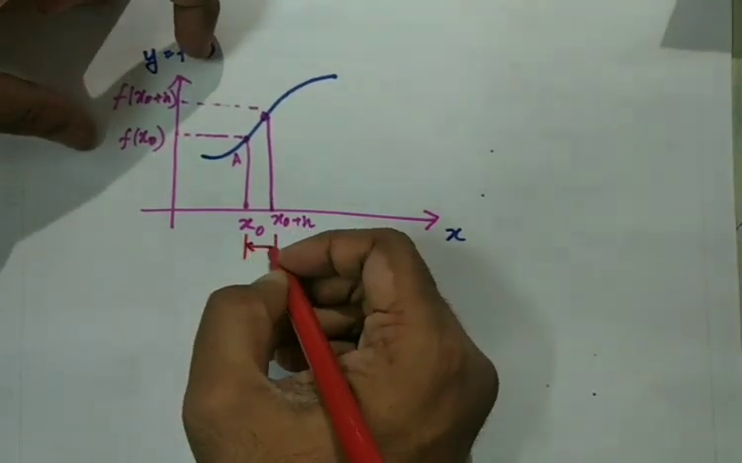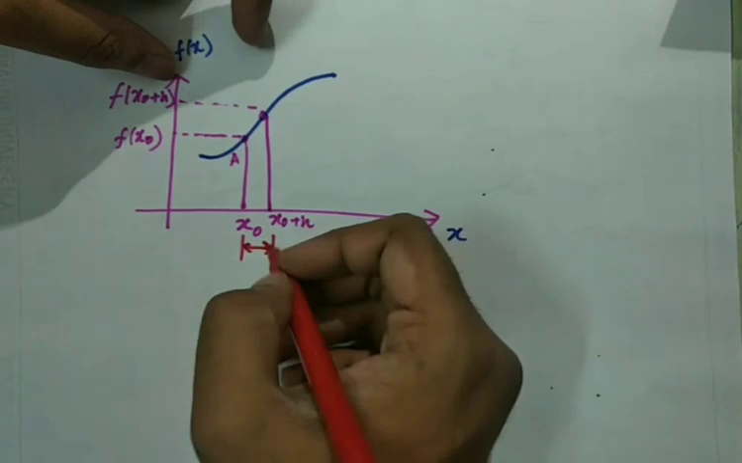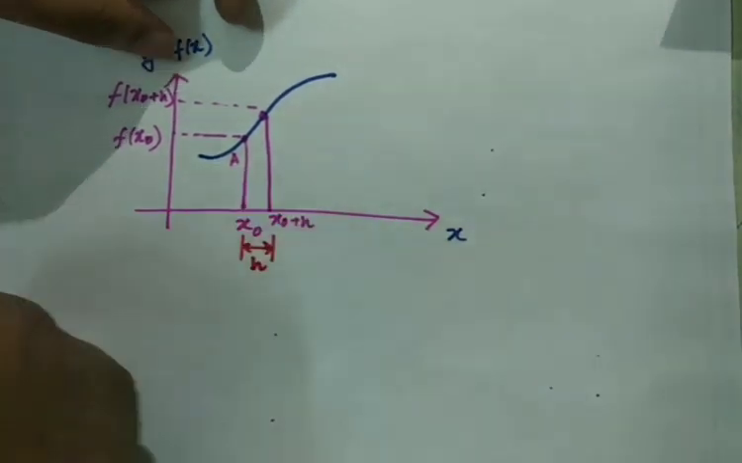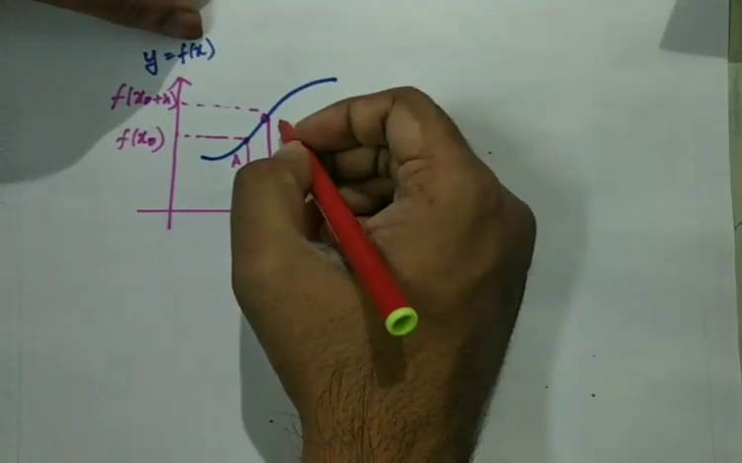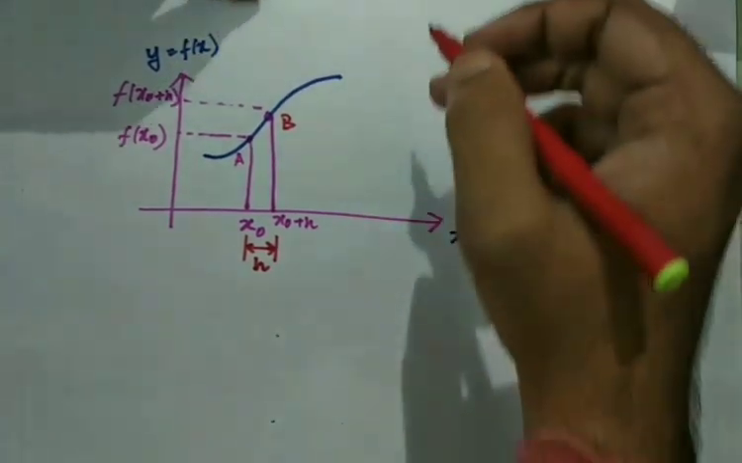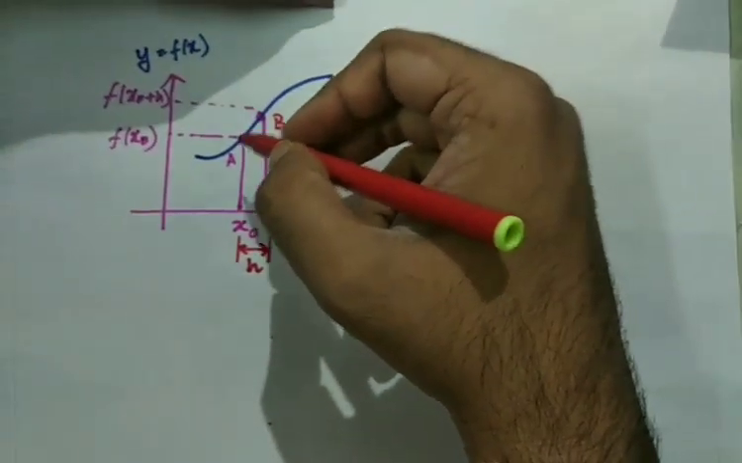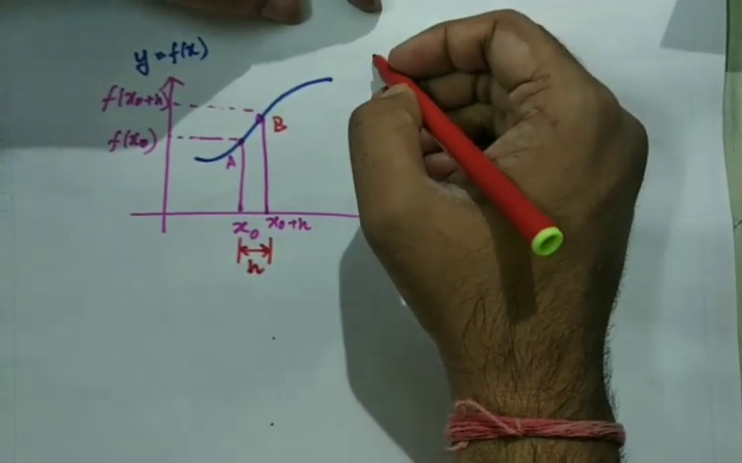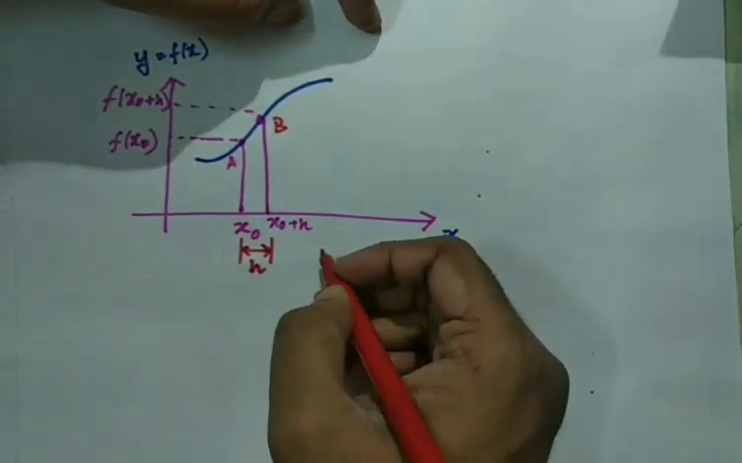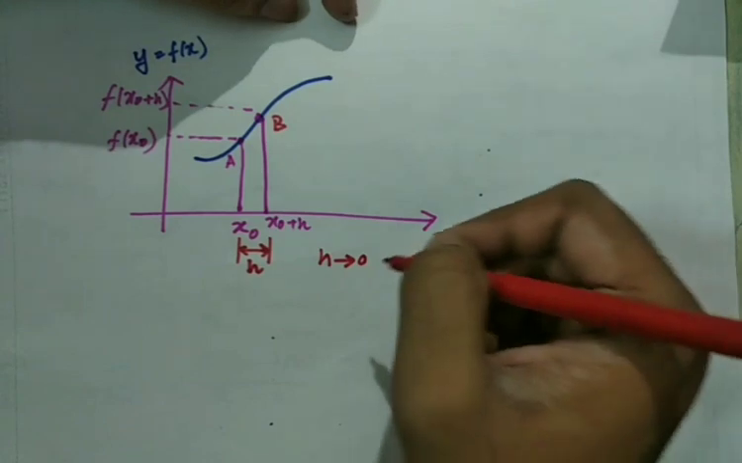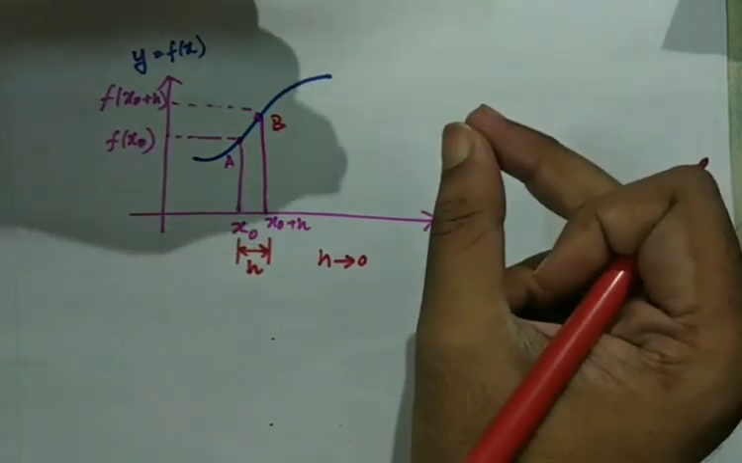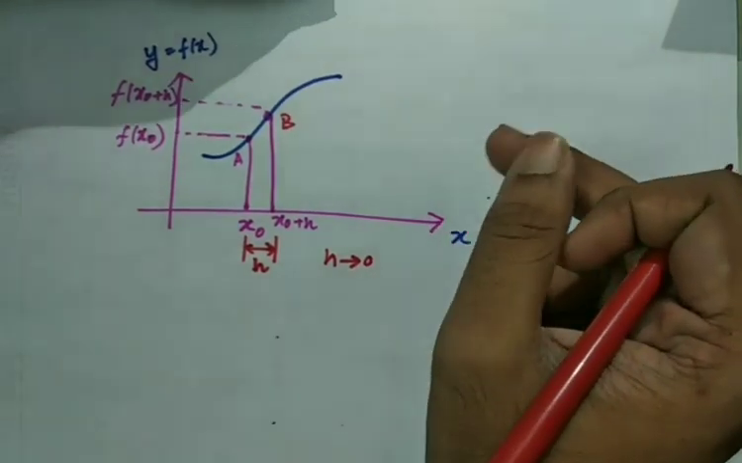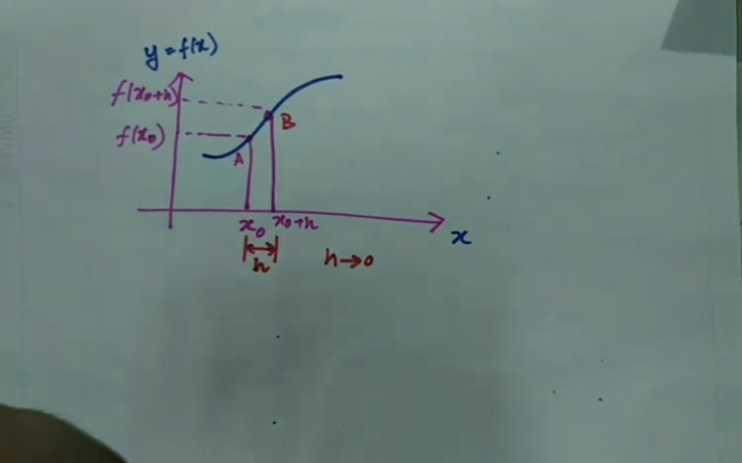The distance between these 2 points on the x-axis is h. To make sure that these 2 points are very close to each other, we'll state that h tends to 0. That is, h is a very small number which is tending to 0, say 0.000001.